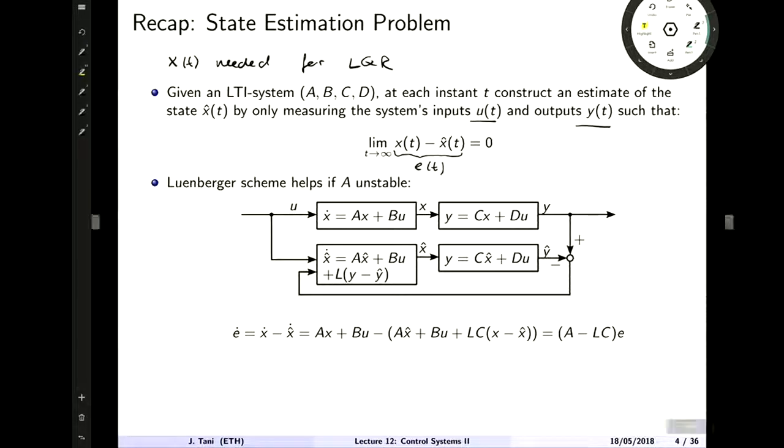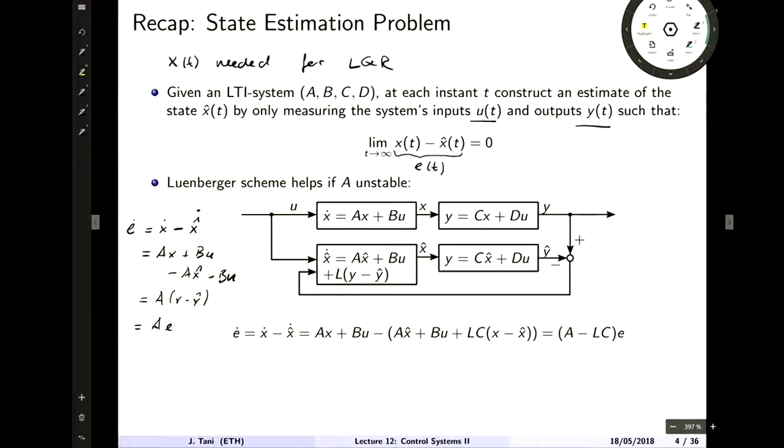So you remember that if we look at the dynamics of the error, E dot would be x dot minus x hat dot, which is the same as Ax plus Bu minus Ax hat plus Bu. Which is the same as A, we have the B that cancels, x minus x hat equals Ae.